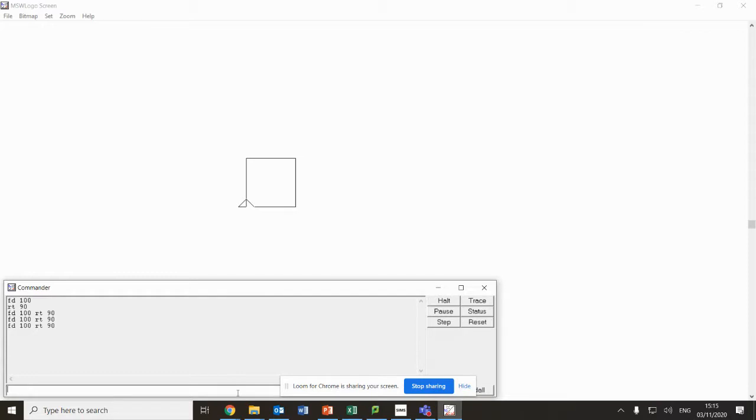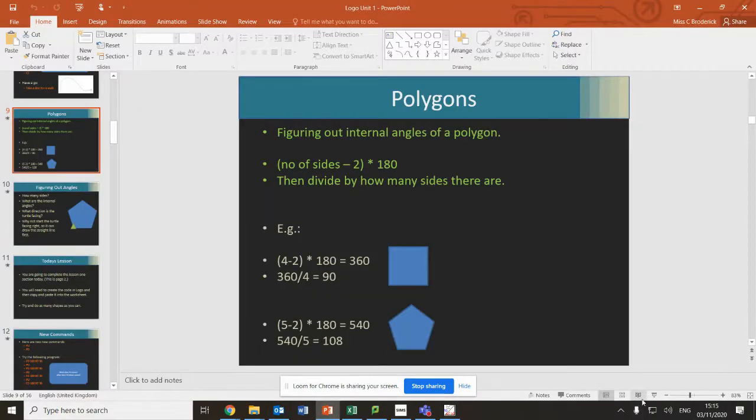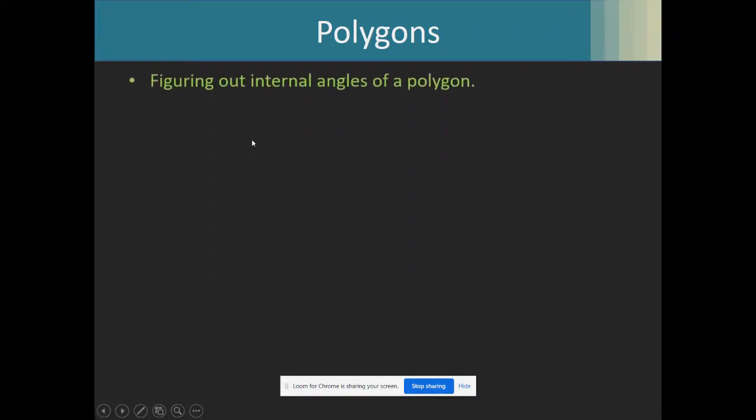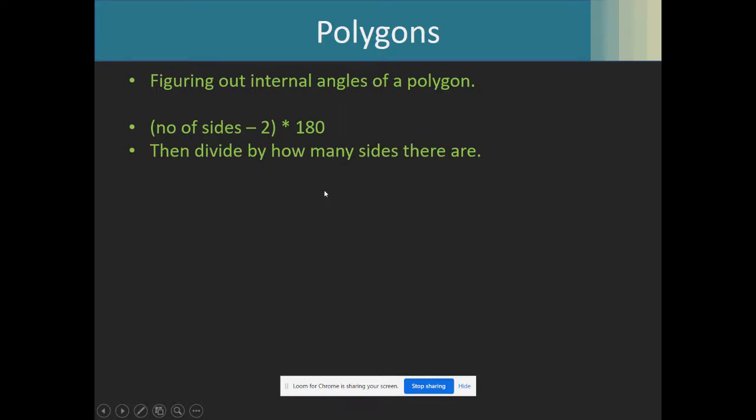Now, when you want to draw shapes that are a bit more complex than that, you need to know a formula. If you want to figure out how many degrees are on the internal angles of a polygon, so any many-sided shape, what you have to do is take the number of sides, subtract 2 from it, and multiply by 180, and that tells you how many degrees are in the full shape. When you then want to figure out how many degrees are in each angle, you then have to divide by how many sides there are.